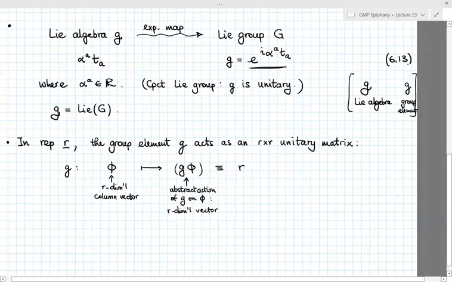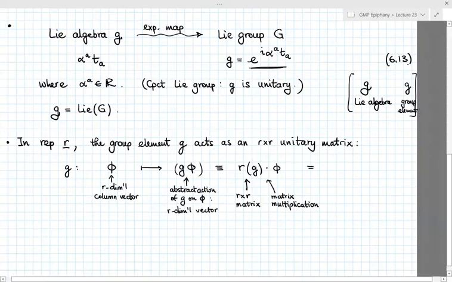Well, this is the representation of G, R of G. This is an R by R unitary matrix times phi, which is again an R-dimensional column vector, and here this is a matrix multiplication. Okay, there is an abstract action here on the left-hand side, and on the right-hand side, this is the actual action in practice by multiplication by the matrix R of G.